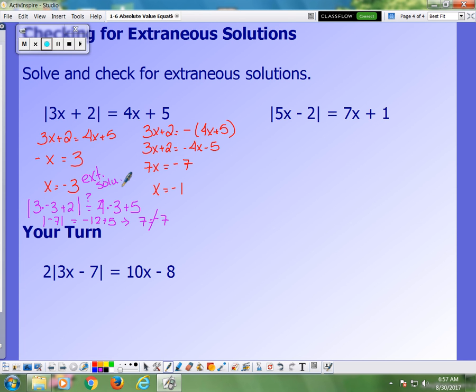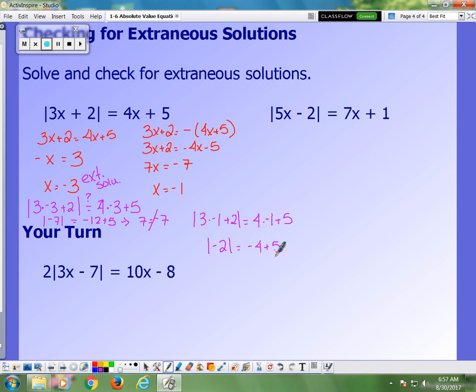And you would write some way to abbreviate it, ES, EXT SOLU, however, somehow you need to abbreviate that so I know that's an extraneous solution. Let's try the other guy. I have the absolute value of 3 times -1 plus 2 equals 4 times -1 plus 5. So this is -4 plus 2, or -2, equals -4 plus 5.